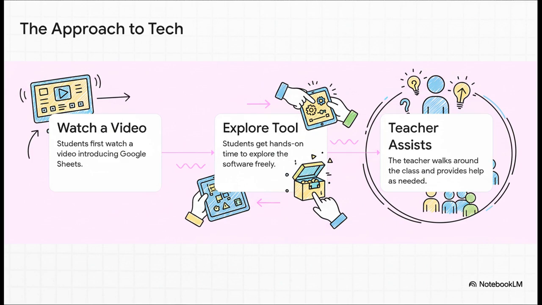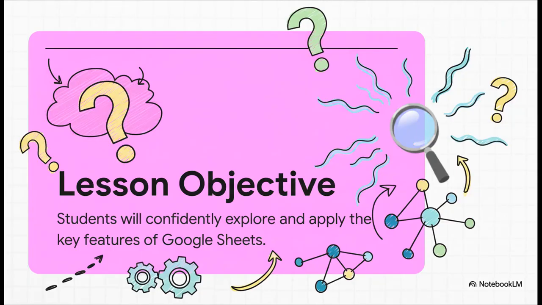It's all about discovery. And I want you to really notice the objective here. The key word is confidently. The goal isn't for them to memorize every single button and function in Google Sheets. It's to build their confidence, to make them feel empowered to just click around, try things, and figure stuff out on their own. It's basically teaching them how to learn.